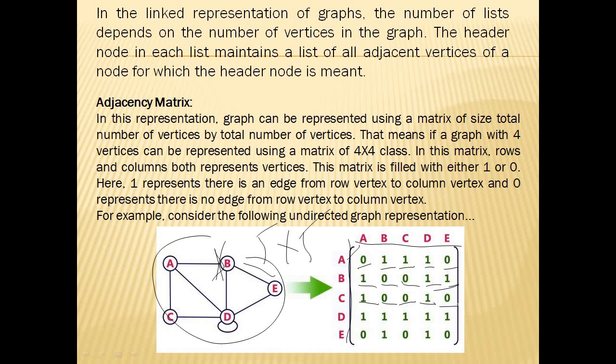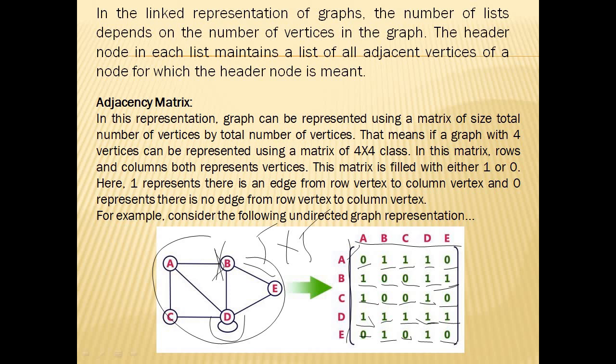Same for D also. D to A we have. D to B we have. D to C we have. D to D also we have, because there is a self loop. And D to E also we have. Same for E. E to A we don't have. E to B, yes we have. E to C we don't have. E to D we have. So this is the adjacency matrix representation.